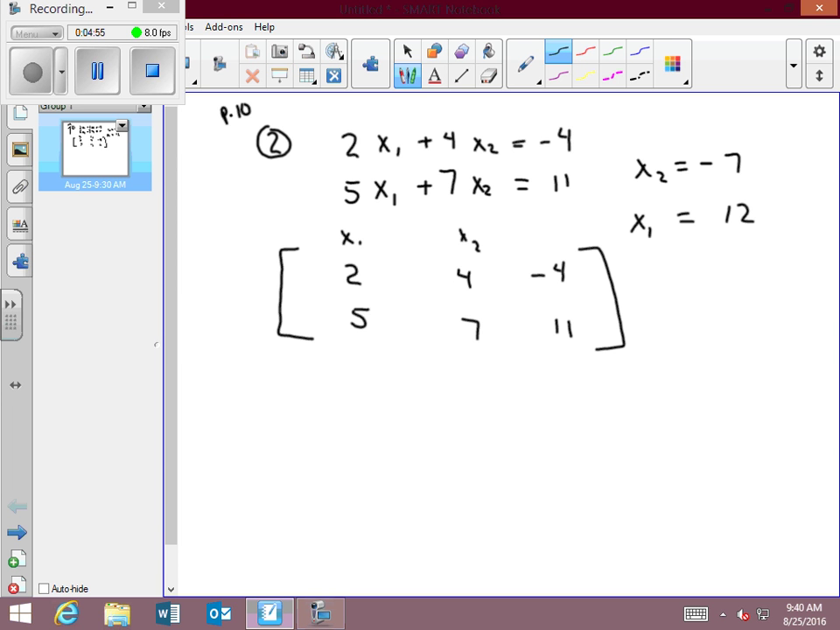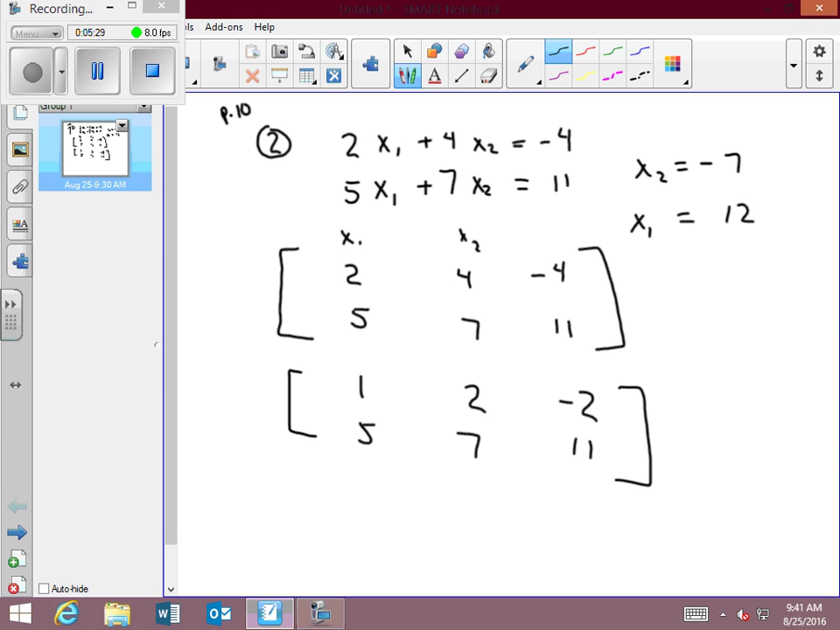So I'm going to take 1/2 of the row. This is going to become a 1, this is going to become a 2, and this is going to be a -2. And then I have a 5, a 7, and an 11. You see that? No different than taking 1/2 of both sides of that first equation, right?